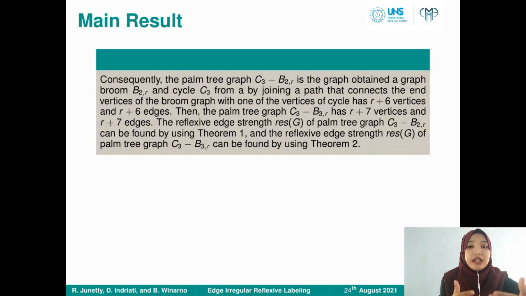Consequently, the palm tree graph C3b2r has r plus 6 vertices and r plus 6 edges. Then the palm tree graph C3b3r has r plus 7 vertices and r plus 7 edges. So the reflexive edge strength, or res(G), of palm tree graph C3b2r can be found by using theorem 1, and the reflexive edge strength of palm tree graph C3b3r can be found by using theorem 2.